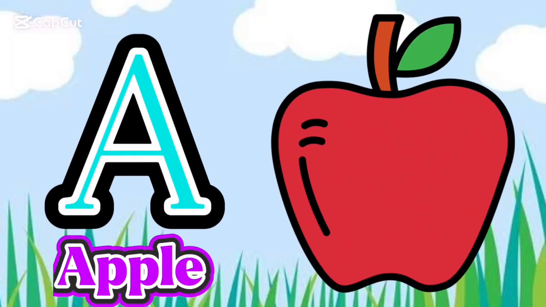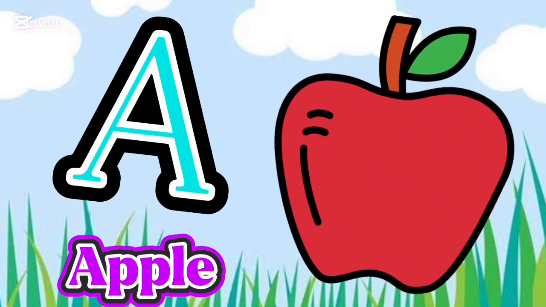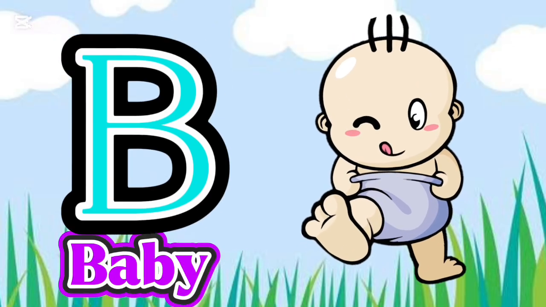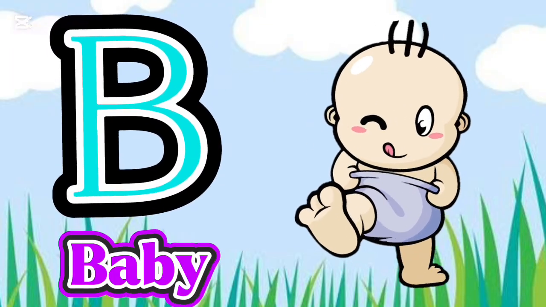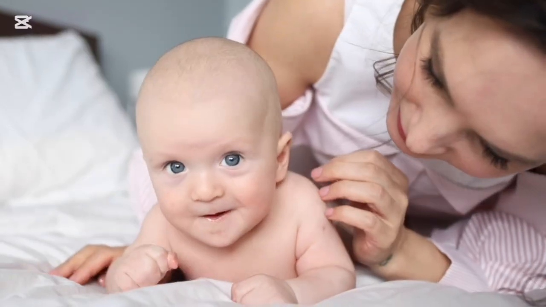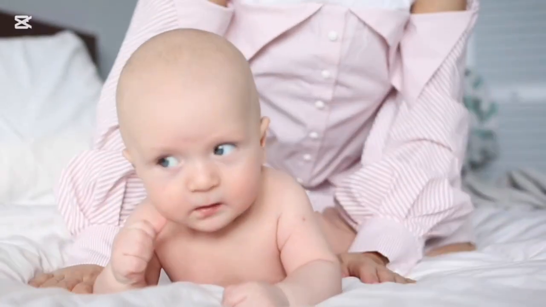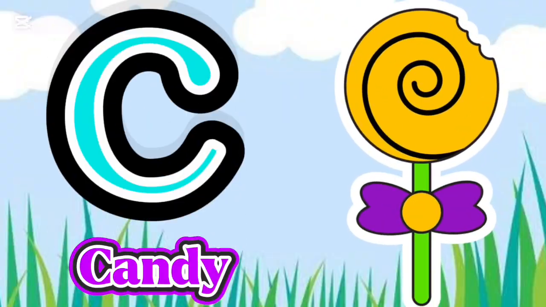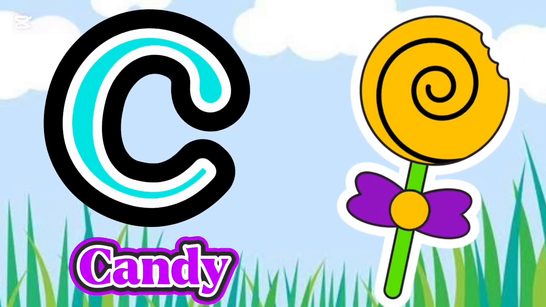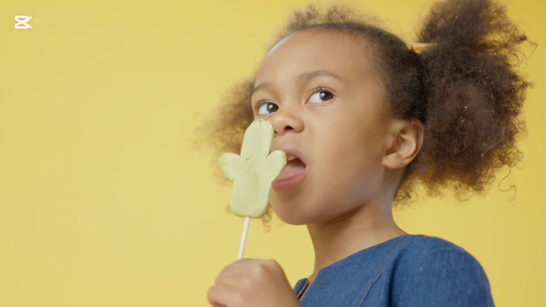Zebra. A is for apple. Apple. A. Apple. B is for baby. Baby. B. Baby. C is for candy. Candy.